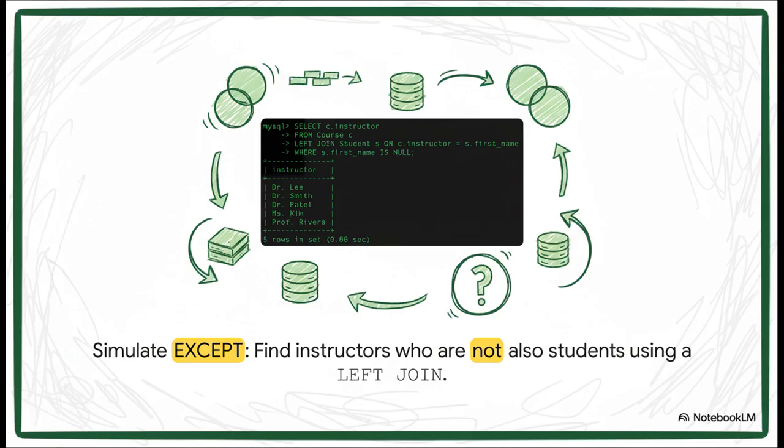Okay, check this out. This is a really clever trick. What if you want to find, say, all the instructors who aren't also students? Now, some databases have a special command for this called EXCEPT, but not all of them do. But you can get the exact same result using a left join with a where-is null check. This is a super powerful pattern for finding what's in one list but not the other.